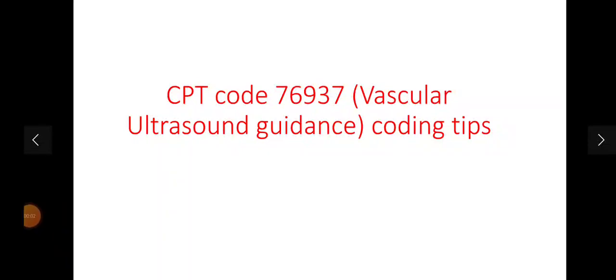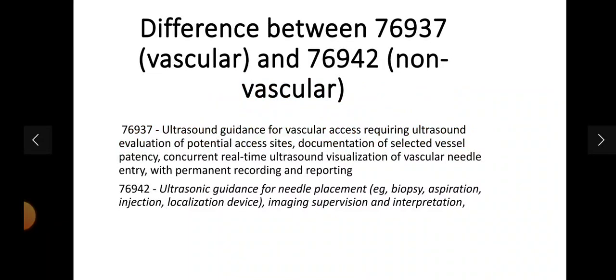Hello friends, today we'll see what ultrasound coding guidance is, what CPT code 76937 is used for, and why it is important for coding vascular procedures. There are two CPT codes for ultrasound guidance: 76937 and 76942.